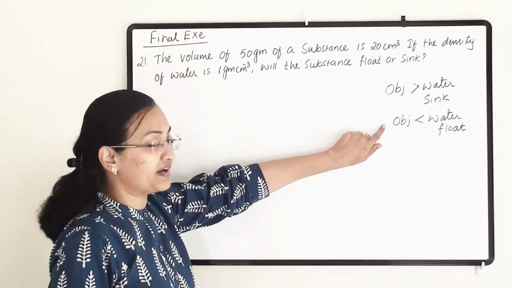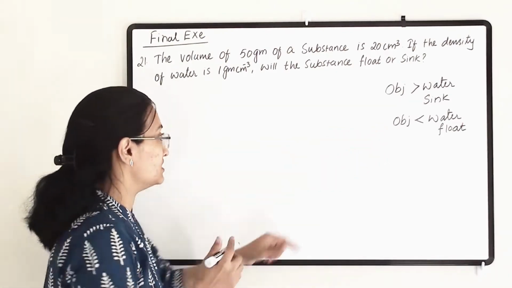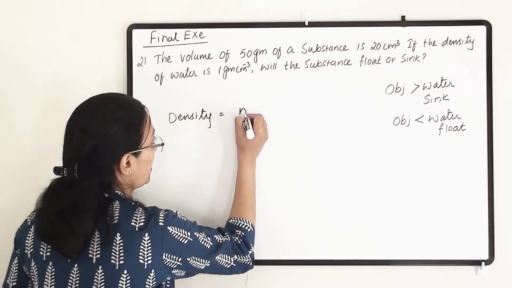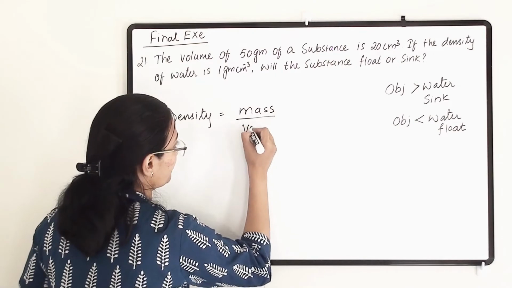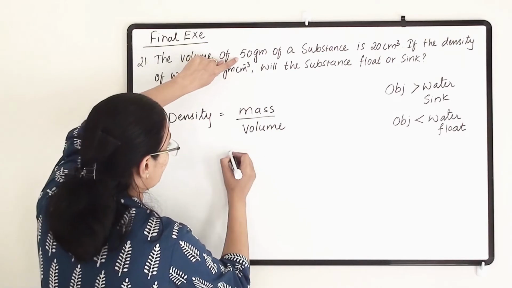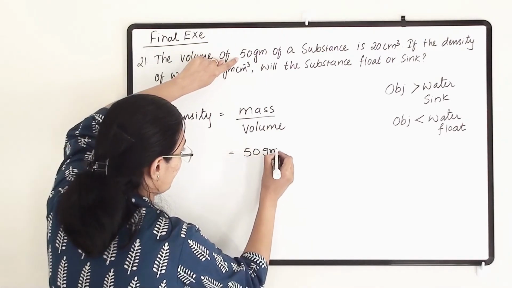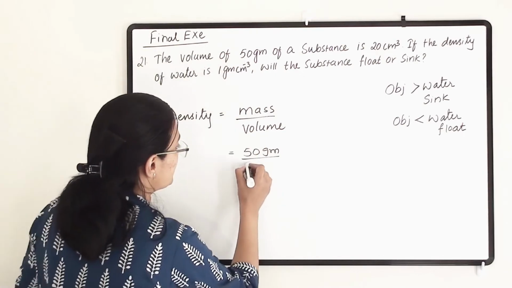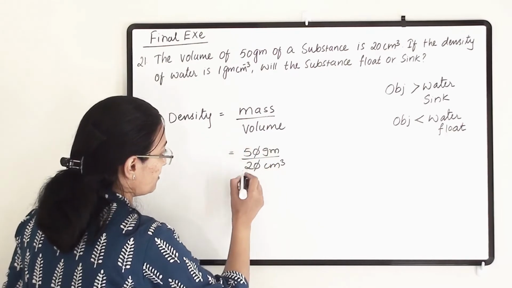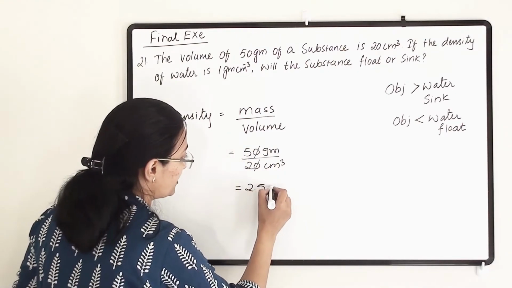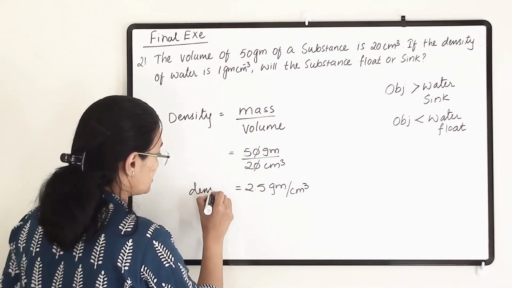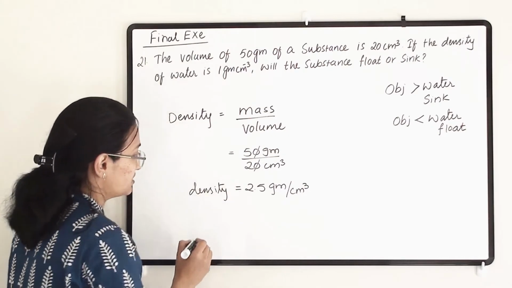So first we have to find out the object or substance density. So how to find out density? Density equals mass divided by volume. This is the formula for the density. Now mass, we know that it is 50 gram, and volume they have said is 20 centimeter cube. So we will get here 5 divided by 2. So we will get 2.5 gram per centimeter cube. So this is the density of the substance or object.